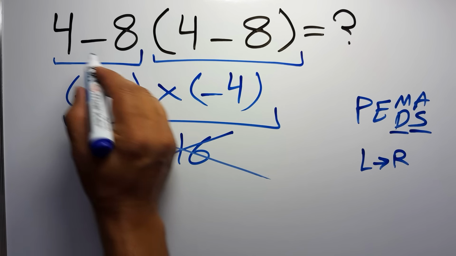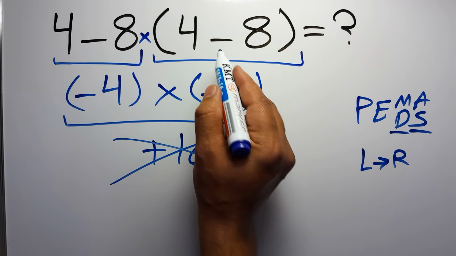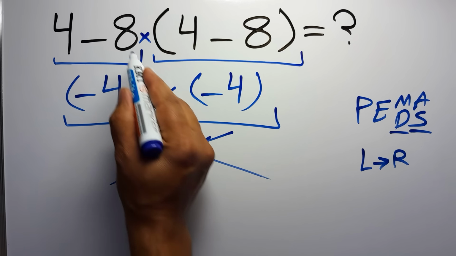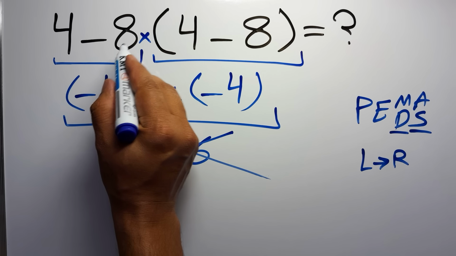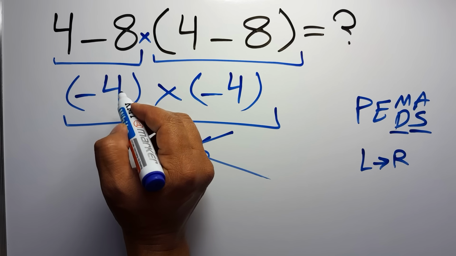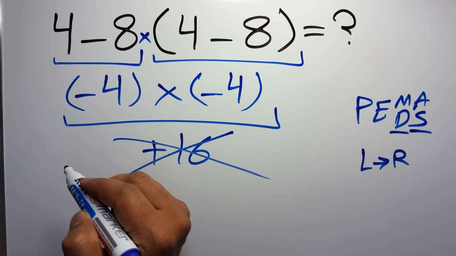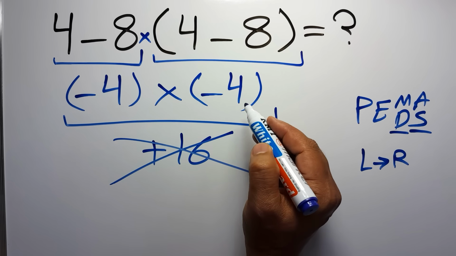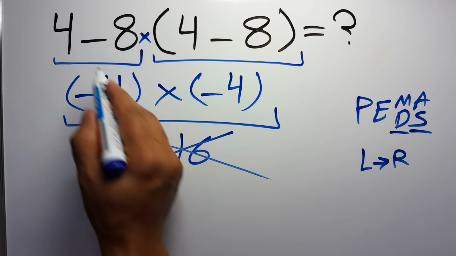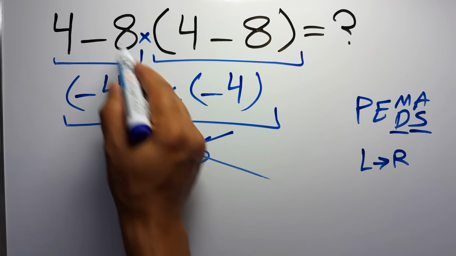In this expression, we have one subtraction, one multiplication, and one parentheses. Inside this parentheses, we have one subtraction. Here we have a multiplication because in mathematics, when a number is placed next to parentheses, it means multiplication. And we usually don't write the multiplication sign for brevity. Okay, so according to PEMDAS, first we have to do this parentheses, then this multiplication, and finally this subtraction. If we do this subtraction before this multiplication, it is wrong.